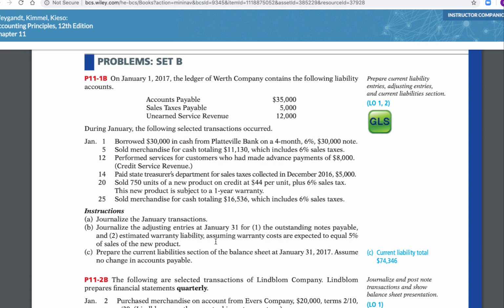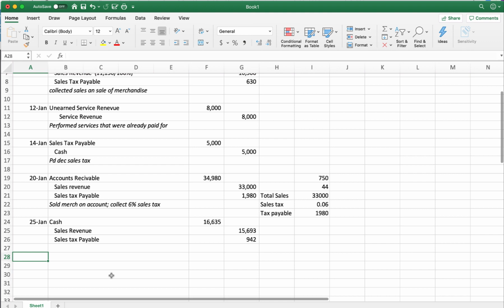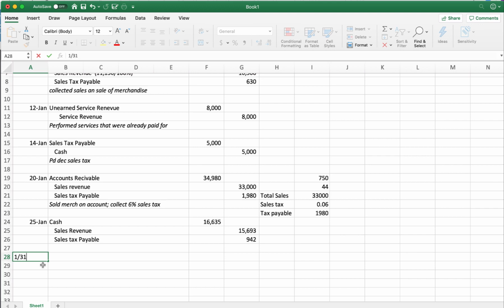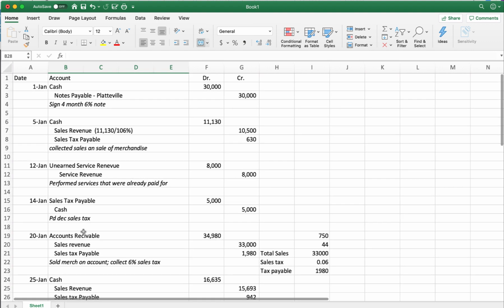Super easy to do. So let's go back. I'm going to come down here, skip space, and I'm going to say 131 because this is an adjusting entry. First thing I need to do, or first thing I'm going to do, excuse me, is recognize my interest expense and my interest payable from the note that I signed on January 1st. Okay, so see why we put this explanation here? 4-month note, 6%, or 4 month 6% note, right? That 6% is going to be based on a year.